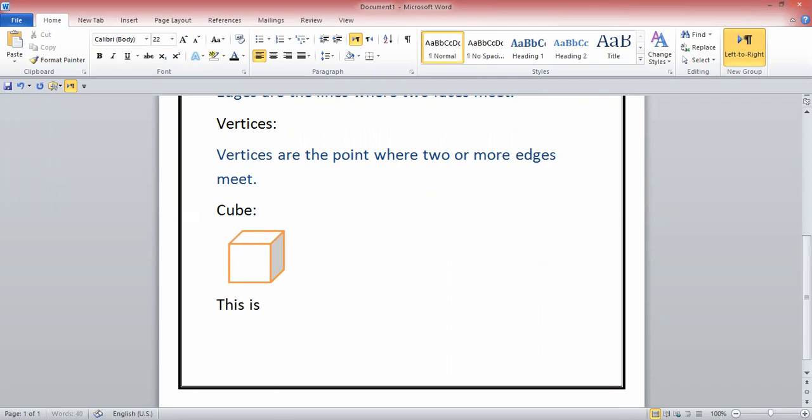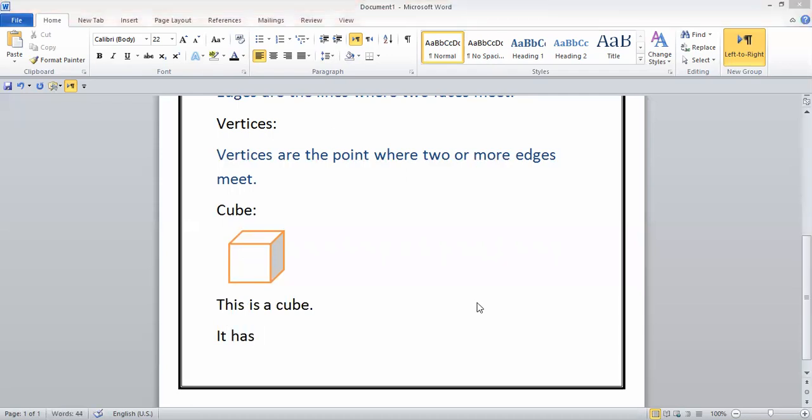This is a cube. How many faces does it have, guys? Six faces. Very good. It has six faces. You can see this is the first, second on the right side, third on the left side, fourth on the bottom, fifth, and exactly opposite to this one, sixth. So there are six faces.